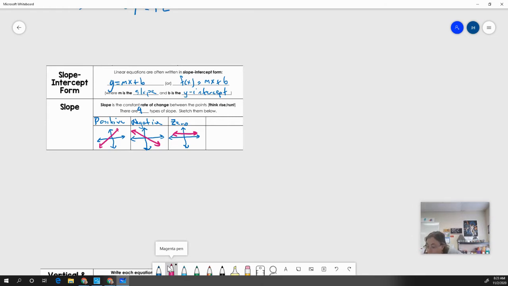And then we have an undefined slope. Oops, I didn't change the color this time. Undefined slope, which is a straight vertical line, right? That is dividing by zero. Can't divide by zero, it's undefined. So in terms of slope, those are your four different options with slope. You can have positive, negative, zero, or undefined.